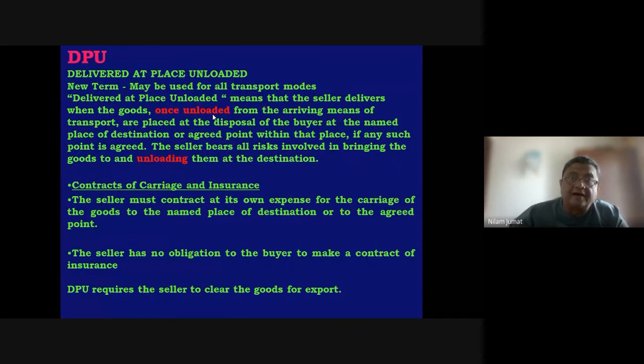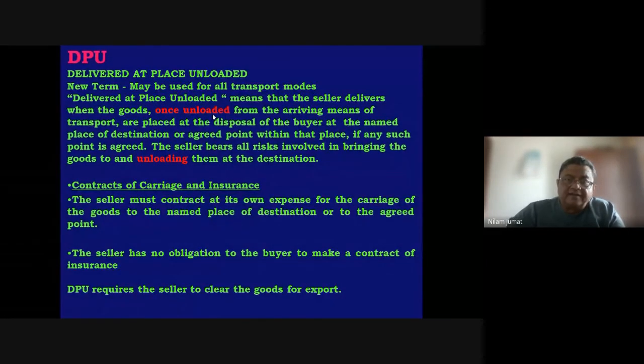While unloading there, if anything happens, after unloading only, delivery is considered. In DAP, once you have kept it ready for unloading, delivery is done. So unloading is the risk of the importer. But in DPU, he has to unload the goods. So until it's fully unloaded, if anything happens, it is the exporter's risk.